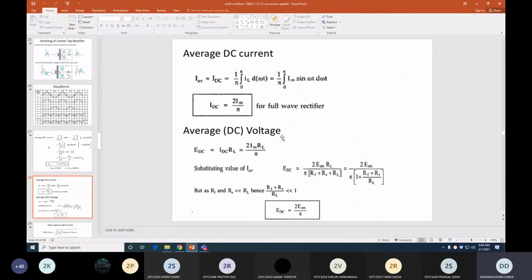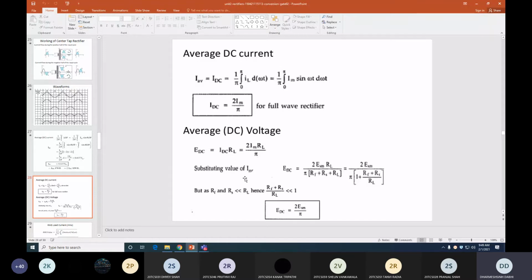Then the average DC voltage. With IDC equal to 2 Im by pi for the full wave rectifier, the average DC voltage is equal to what? The average DC current into your load resistance. We have calculated the average DC current as 2 Im by pi, into RL. So you get 2 Im RL divided by pi. This is the average DC voltage of the full wave rectifier.